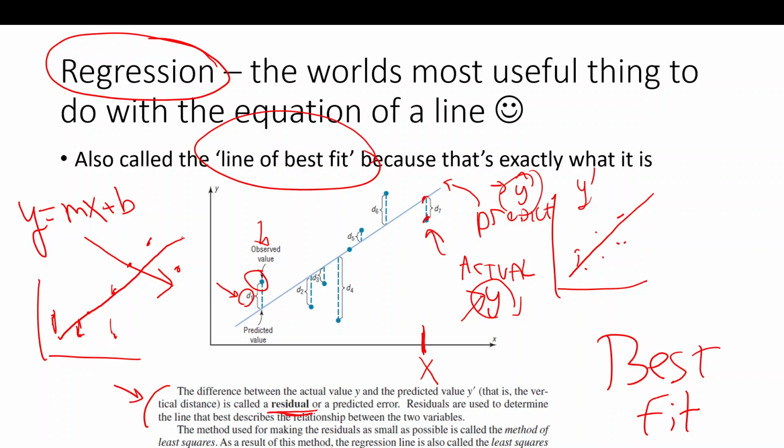These are the distances between the point and the line. These are also called error terms, but they're not really error terms. I like the idea of residual better because I don't really like thinking of them as quote errors. There's nothing mistaken about them.